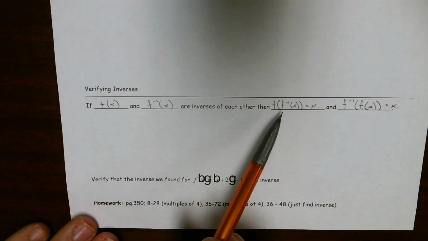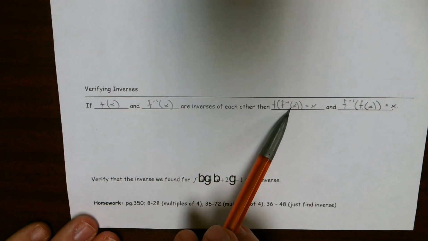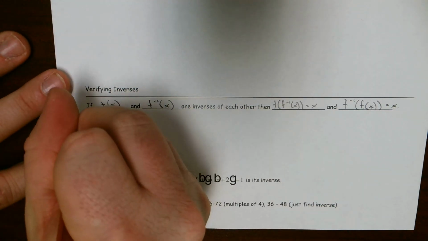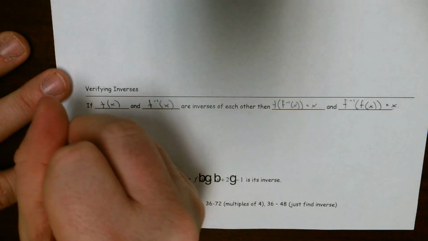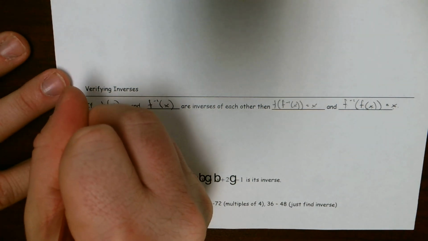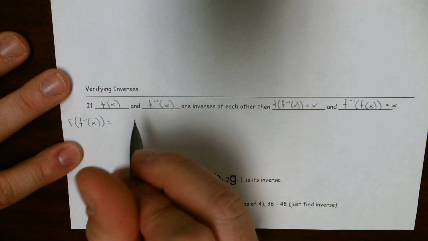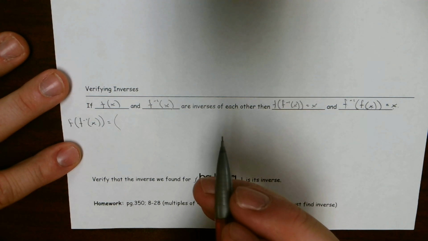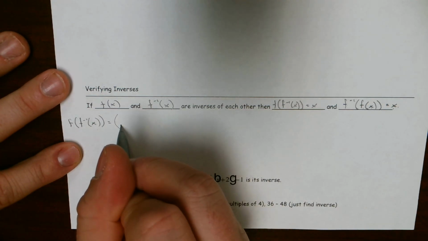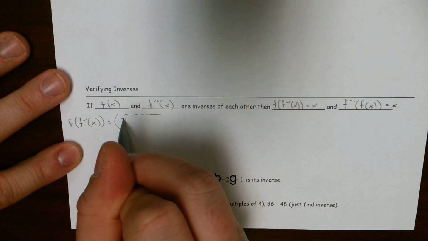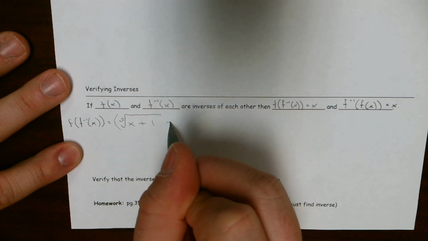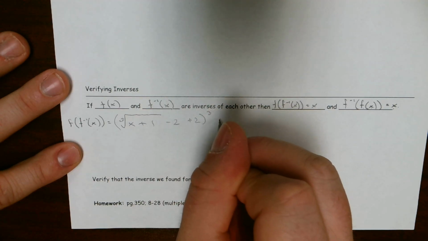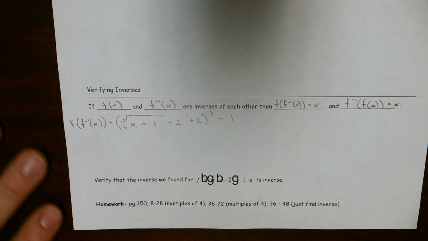We're just going to take the inverse and plug it into the original function wherever we see an x. So the original function said the parentheses, now it's quantity x plus 2 cubed, so we're going to have to plug in that inverse, which is cube root of x plus 1 minus 2 plus 2 cubed minus 1.